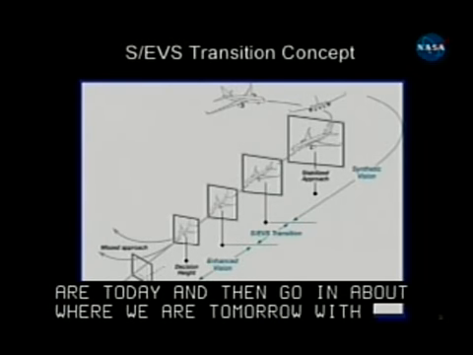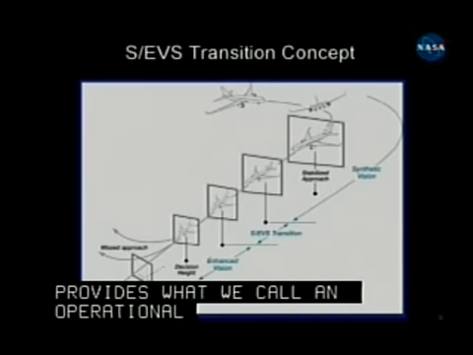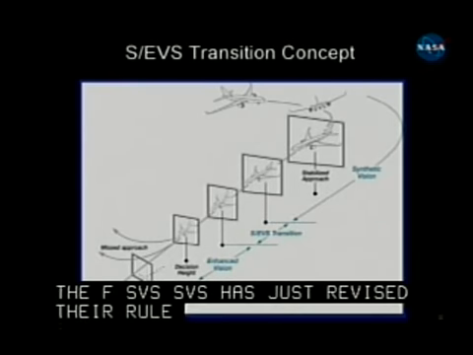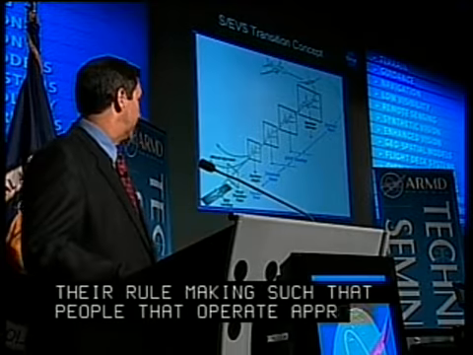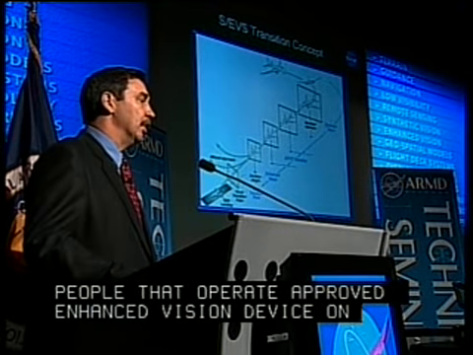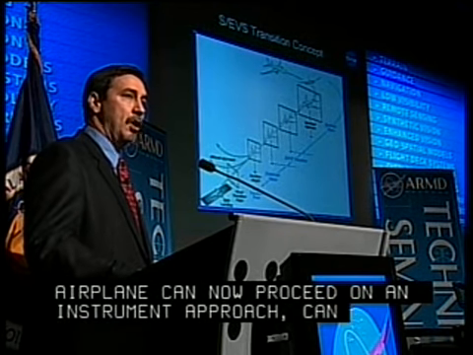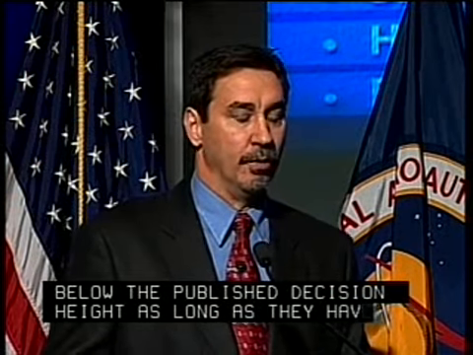Enhanced Vision System today provides what we call an operational credit. The FAA has just revised their rulemaking such that people that operate an approved enhanced vision device on their airplanes, shown on their head-up displays, can now proceed on an instrument approach, can now descend below the published decision height as long as they have an enhanced vision system operating on their airplane, and they can see the required visual references to the runway.